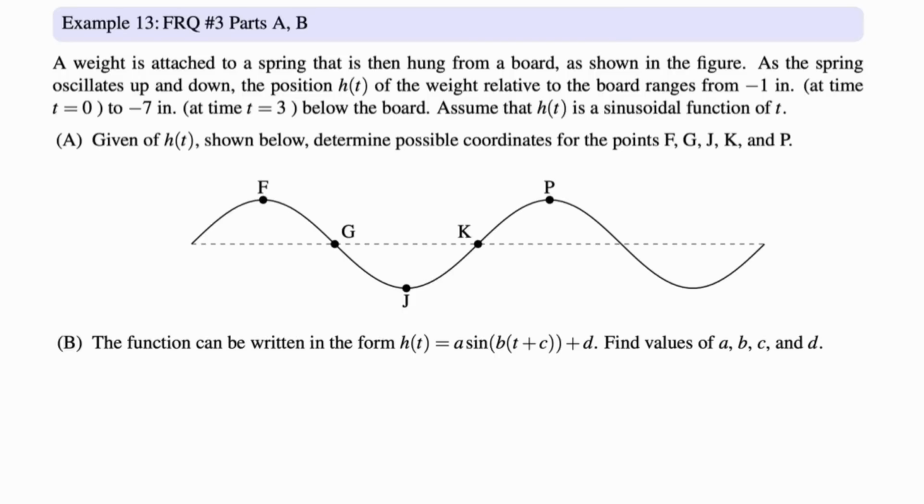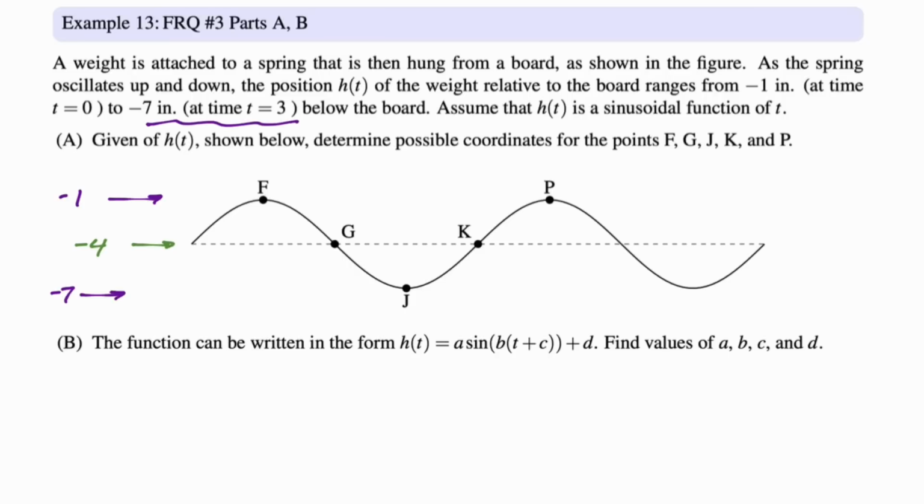So assume that h of t is a sinusoidal function. Sinusoid is like a catch-all term for sine and cosine graphs. So just because it says sinusoid doesn't mean it needs to be sine. All right, so peel off your ordered pairs. We are told that the highest this thing ever goes is -1. We're basically told that the lowest it ever goes is -7. Right in the middle of -1 and -7 is -4. So now we have a lot of information about this.